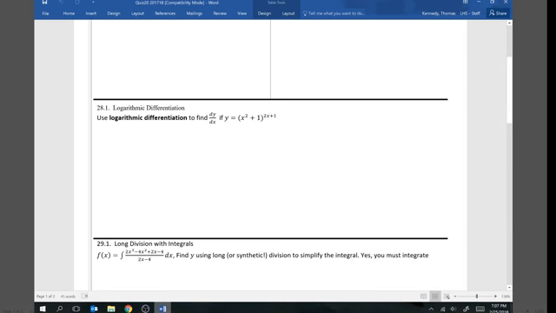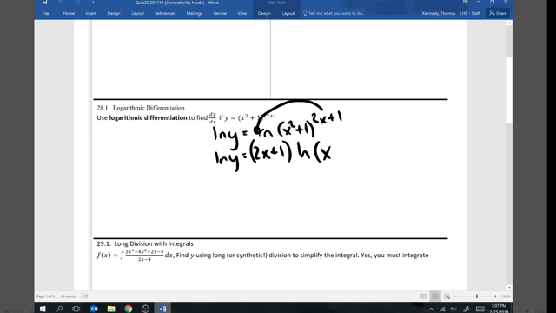All right, so we're doing logarithmic differentiation here. So we're natural logging both sides from the get-go. We get natural log of y equals natural log of x squared plus 1 to the 2x plus 1. But then we always pull our power down in front of the natural log. So we get natural log of y equals 2x plus 1, in parentheses, times the natural log of x squared plus 1. And now we can take the derivative.